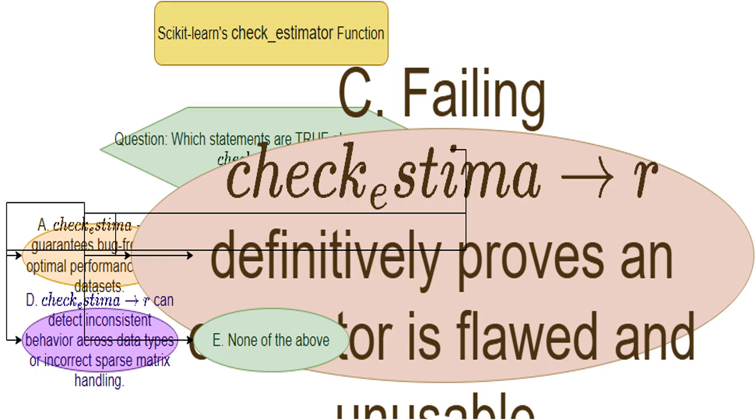Incorrect again, VOMC. While failing _check_estimator suggests potential problems, it doesn't automatically mean your estimator is broken beyond repair. It simply indicates that something needs to be looked into. It is a warning sign to investigate the areas where the code fails the test. It does not always indicate that the estimator is unusable.